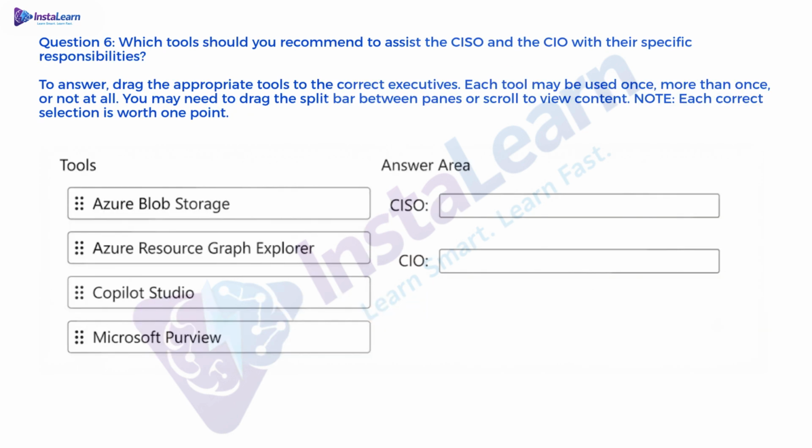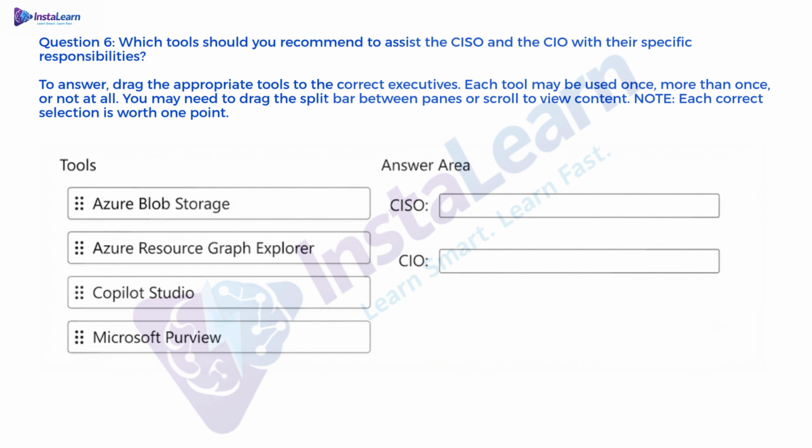Question 6. Which tools should you recommend to assist the CISO and the CIO with their specific responsibilities? To answer, drag the appropriate tools to the correct executives. Each tool may be used once, more than once, or not at all. You may need to drag the split bar between panes or scroll to view content. Note: each correct selection is worth 1 point. Tools: Azure Blob Storage, Azure Resource Graph Explorer, Copilot Studio, Microsoft Purview.